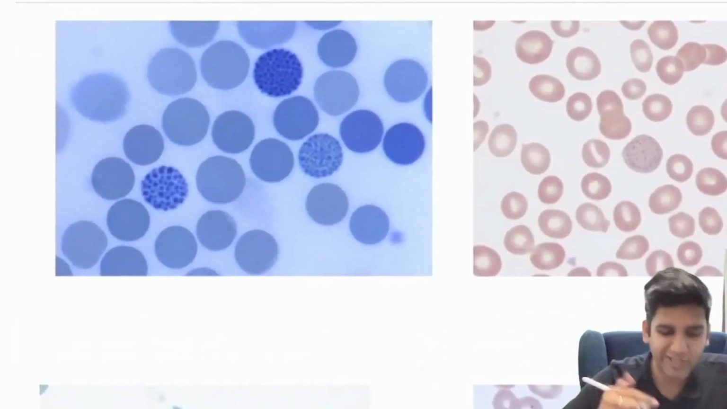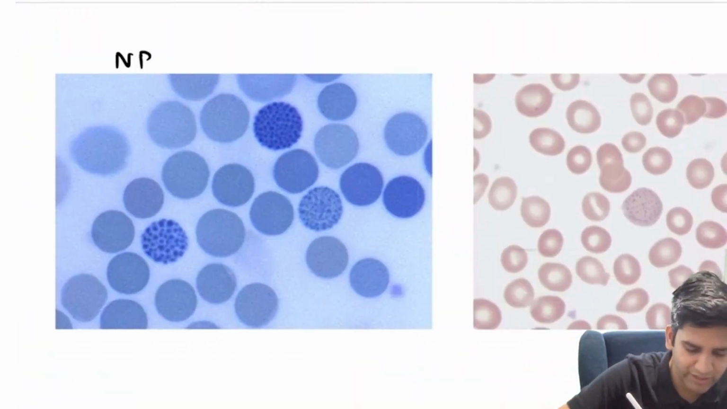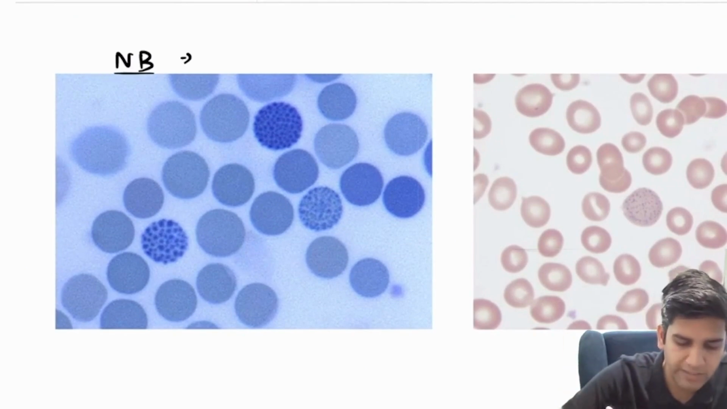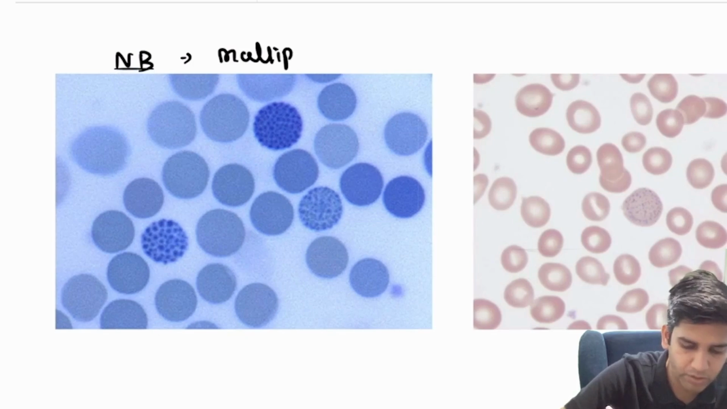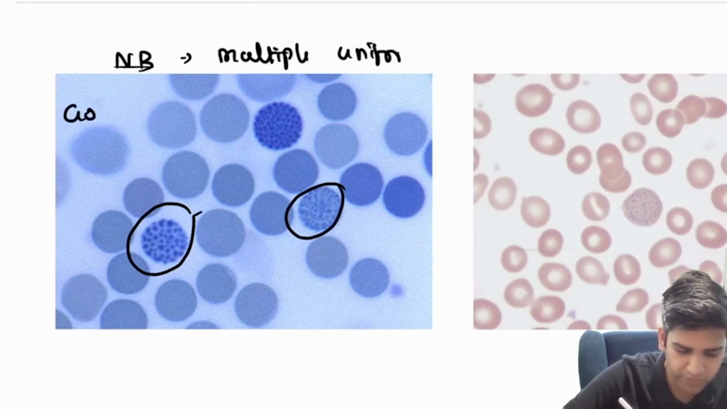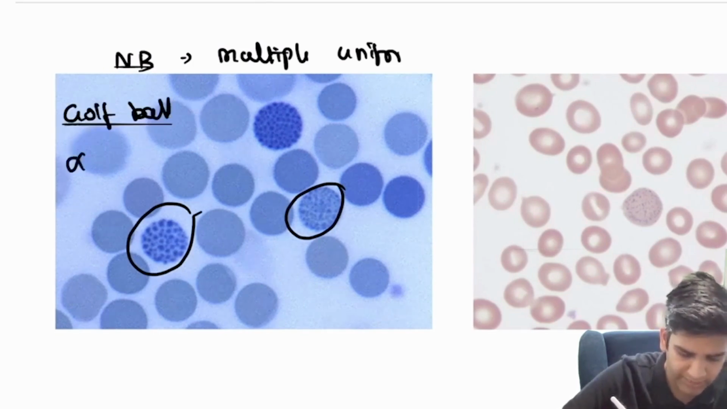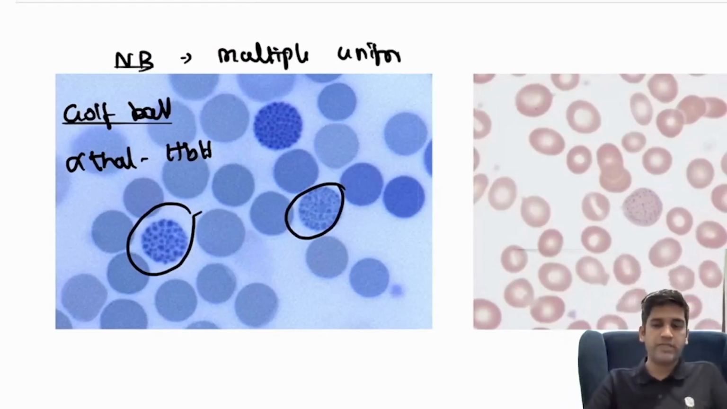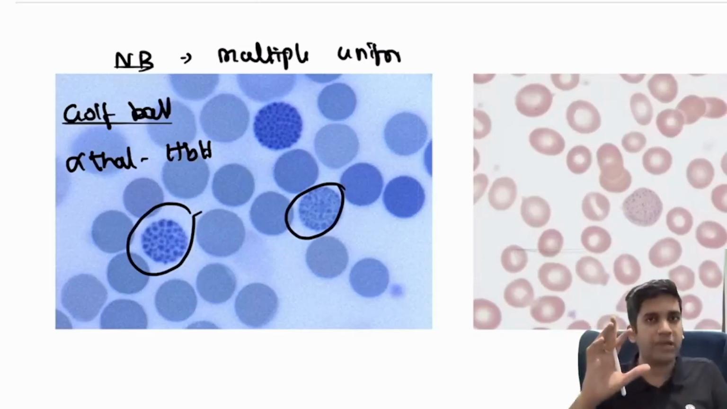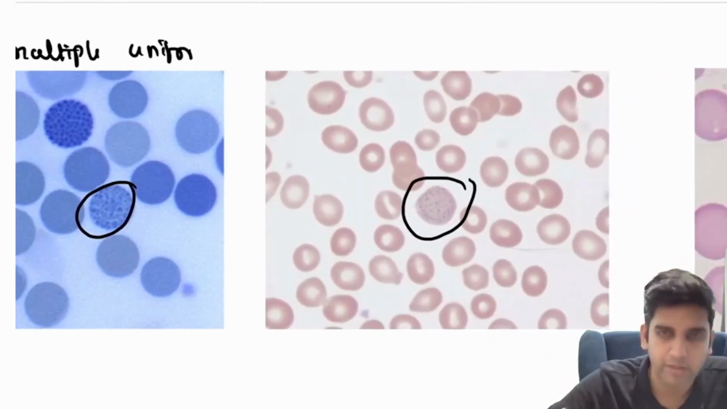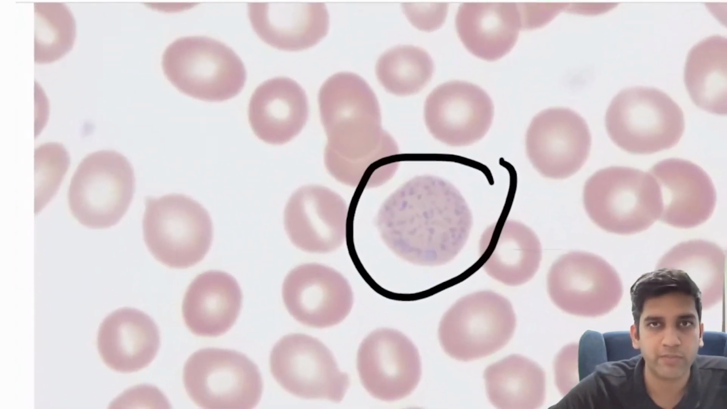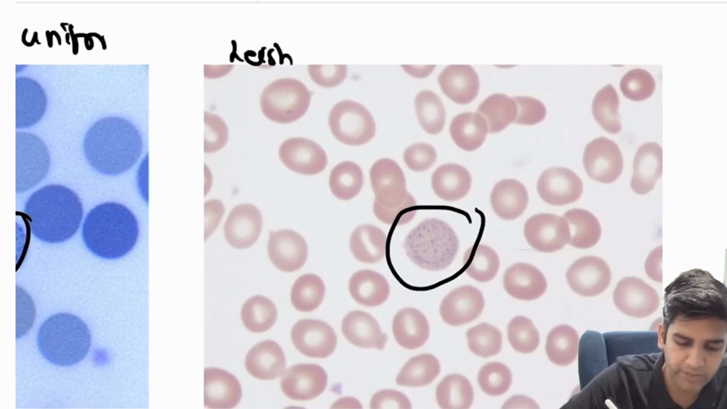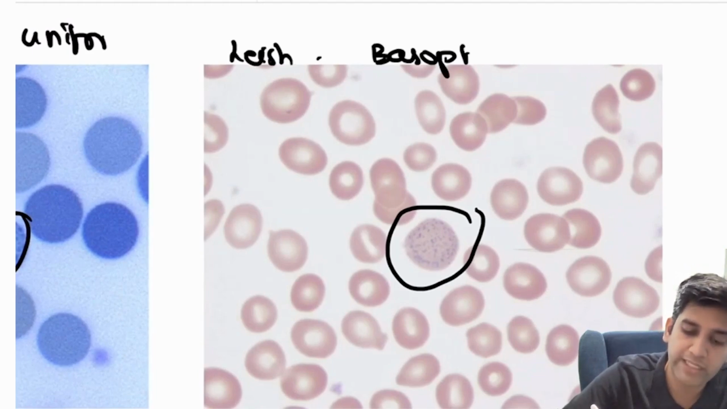Then looking like a beautiful golf ball, right? So first I'm writing NB for new methylene blue. New methylene blue will show multiple uniform dots. These are multiple uniform inclusions. Think of a golf ball inclusion seen in alpha thalassemia or HbH disease. The most important thing to diagnose inclusions in RBCs is the stain. Multiple new methylene blue, golf ball. Multiple uniform on Leishman, I think of basophilic stippling.